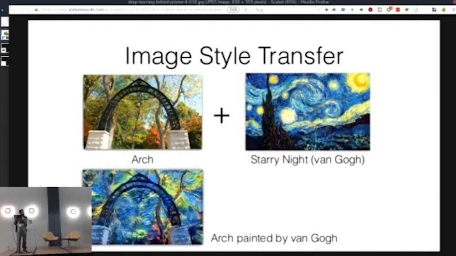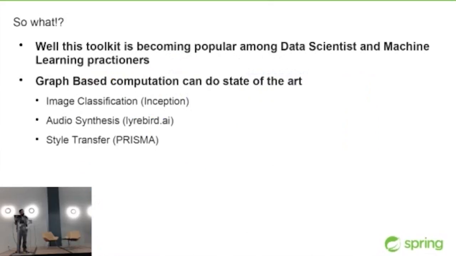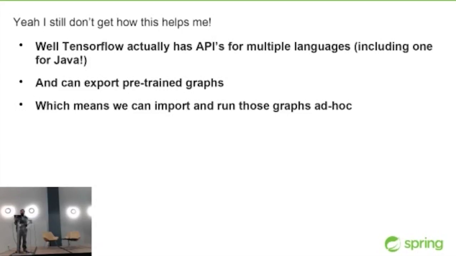So artificial neural nets, and TensorFlow actually is very specifically used by Prisma because it's a Google app, are state of the art in these fields. So the people who want to build these sort of tools are using the TensorFlow toolkit. All right, but I don't know how to build these tools. How does this help me as an enterprise developer?